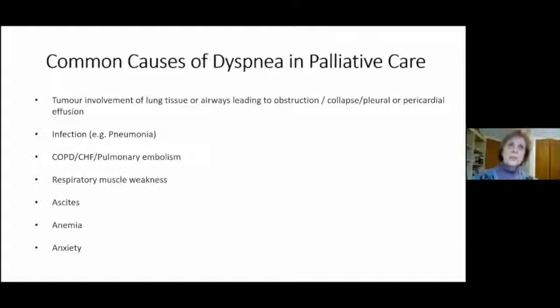So many patients at the end stages of life are cachectic, they're very weak. They've lost so much muscle mass, and their respiratory muscles are weak, just like the rest of their muscles. Ascites, so fluid in the belly, pushing up against the diaphragm, making it difficult to get a good big breath. Anemia, low hemoglobin, and anxiety can all contribute. And you can get a bunch of these causes all happening at the same time in an individual patient.